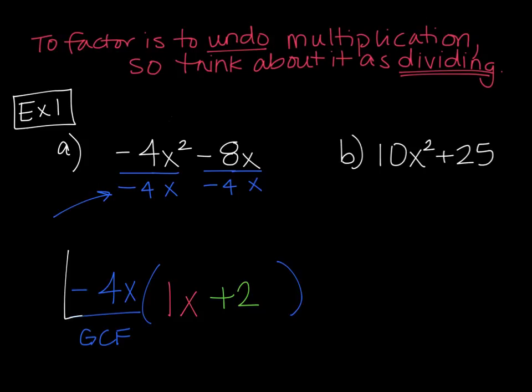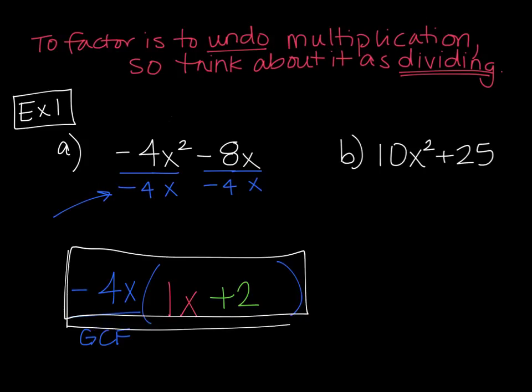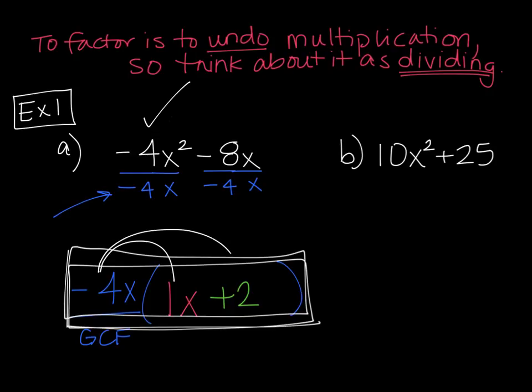And we can always check that by multiplying. We always should check that by multiplying back out. Remember, we think this would have been the problem to begin with if what they gave us was the answer. So let's make sure that's true. If I multiply negative 4x times 1x, I get negative 4x squared like I have right here. If I multiply negative 4x times 2, I get negative 8x, which means my answer is in fact true.